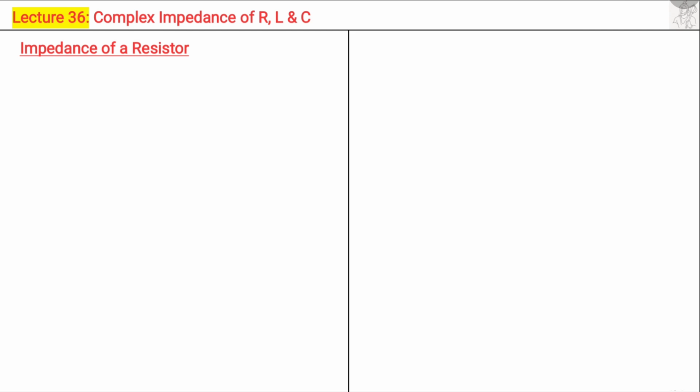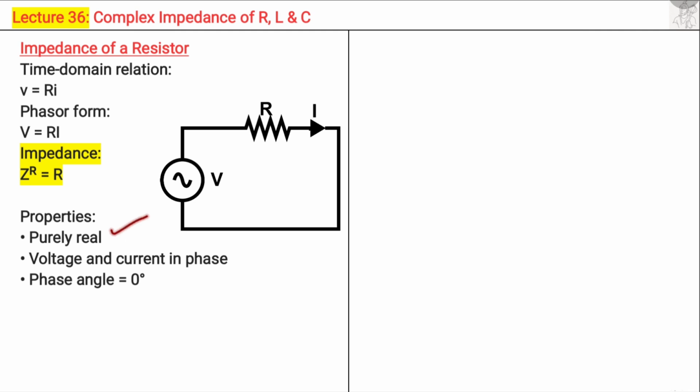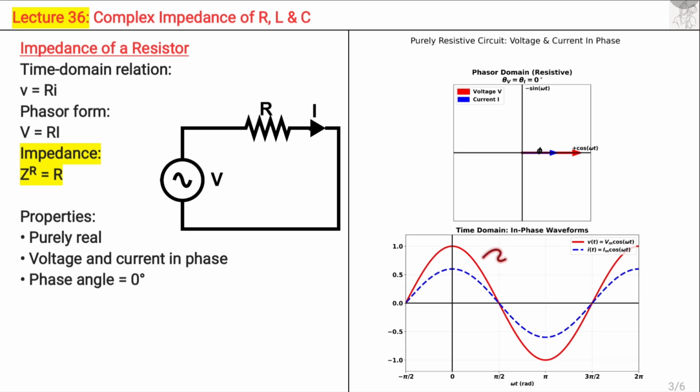So let's derive the impedance formula for a resistor. In a resistive element, V is equal to IR, and in phasor form this will be V equal to IR, where V is the phasor of voltage and I is the phasor of current. Comparing it with the formula V equal to IZ, Z comes out to be R. Therefore for a resistive element, the impedance is purely real. Voltage and current are in phase and the phase angle is 0. That means both waves are in the same phase, and the corresponding current phasor, in blue color, is in phase with the voltage phasor, in red color.